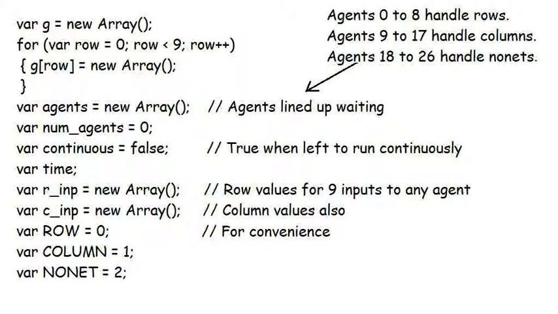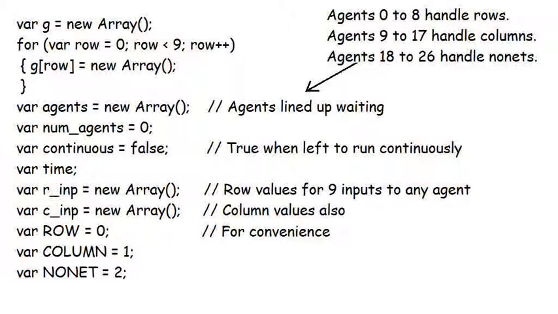This is probably a good moment to introduce you to the global variables we are going to need throughout the program. The grid G is a 2-dimensional array, with the first dimension representing the row in the grid, starting from 0 at the top, and the second dimension representing the column, starting from 0 on the left. The line of agents is stored in the array Agents, with each agent being given a number from 0 to 26. The agents numbered 0 to 8 handle the rows, agents 9 to 17 the columns, and agents 18 to 26 the nonets. So the line of agents is essentially a 1-dimensional array of numbers.